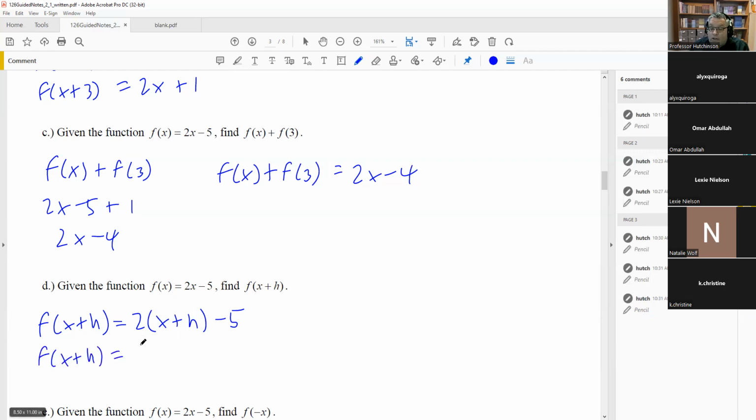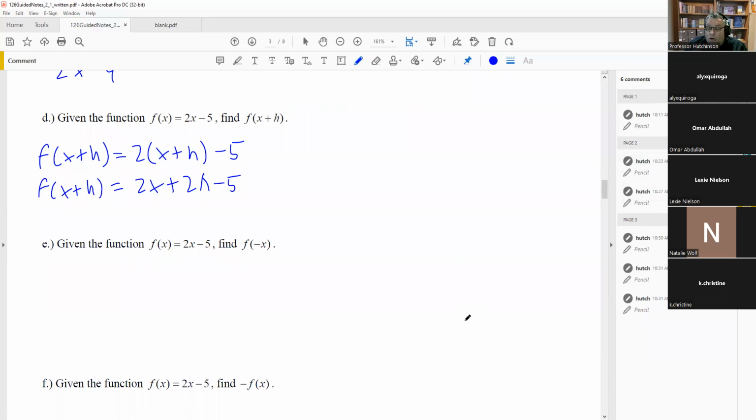We can multiply the 2 and get 2x plus 2h minus 5. Now that's as far as we can go with our answer on this, because none of those are like terms. So 2x and 2h and 5, none of those are like terms. So that's all I can do on that. I don't know what x is. I don't know what h is. So I can't get a numerical answer on that one. I'll just leave my answer as that.